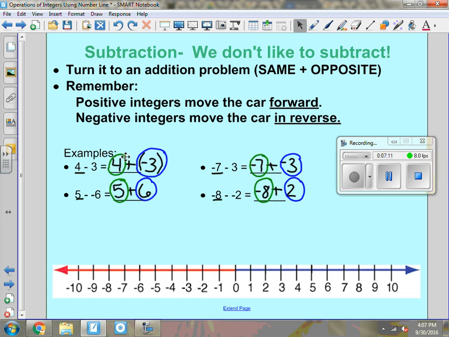And now I'm ready to solve that first example. So I have 4 plus a negative 3. Remember, addition, we always start at 0. I have a positive 4, so I'm going to move forward 4 spaces. End of my first trip. And then I'm going to pick up right where I left off, and I'm going to go backwards, because this is a negative 3 units. And it looks like I am ending this problem. All of my trips are ending at that positive 1.